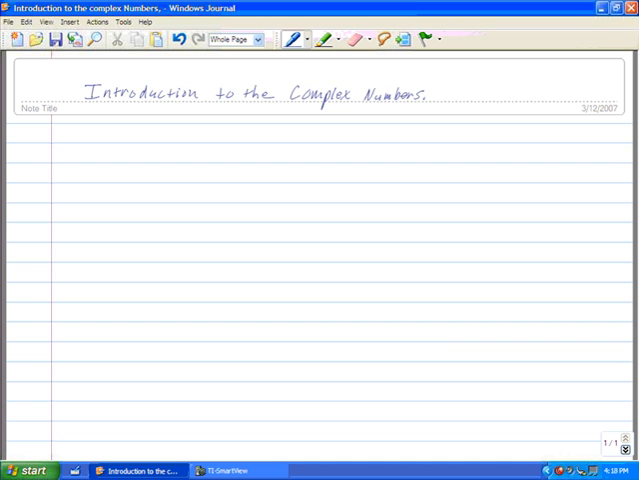We now need to learn about a new type of number called a complex number. Now in the past you've learned all about the real number system. You learned what its structure was. You had your natural numbers, integers, whole numbers, rational numbers, irrational numbers, etc. Now the basic structure of the real number system contained all those numbers I just mentioned.